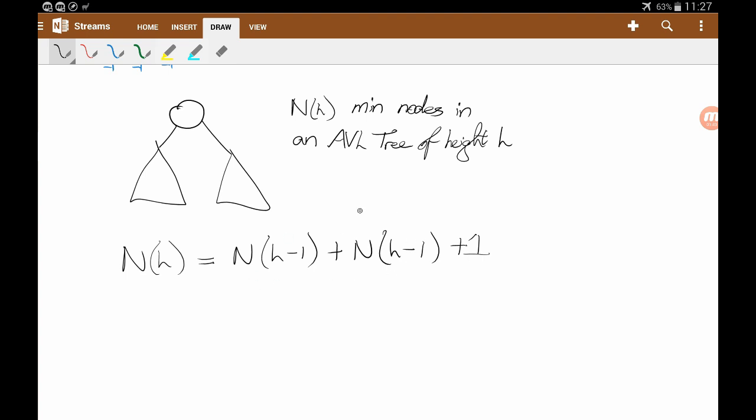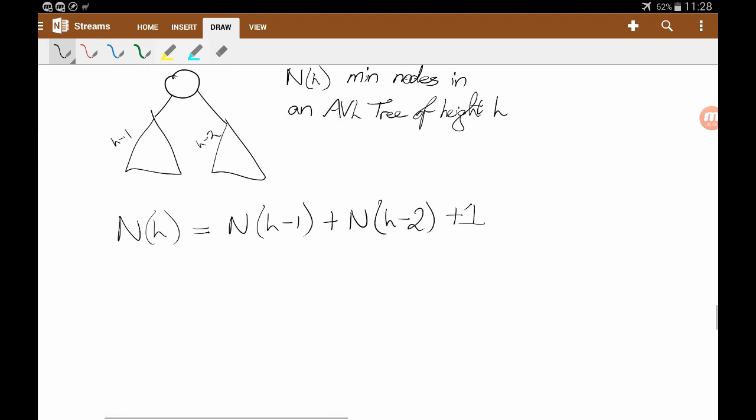The problem is that this isn't actually the minimum, because we allow these two heights to differ by at most 1. So if this one is h minus 1, then this one is allowed to be h minus 2. And so actually the minimum number should be h minus 1 and h minus 2. Similarly, this could be h minus 2 and that could be h minus 1. But either way, this function works out to look like this. It's the minimum number of nodes in the one tree plus the minimum number of nodes in the smaller of the two trees plus the current node.